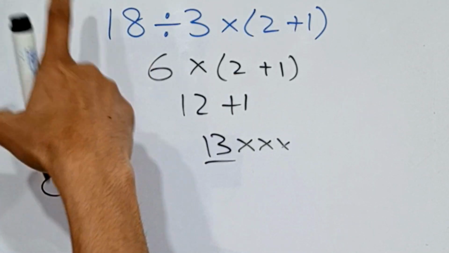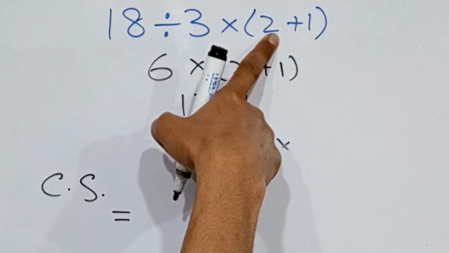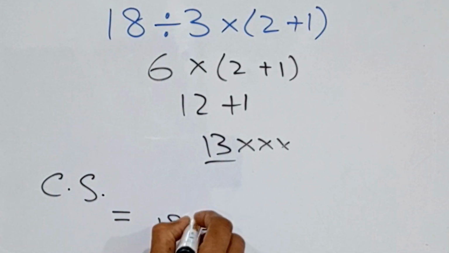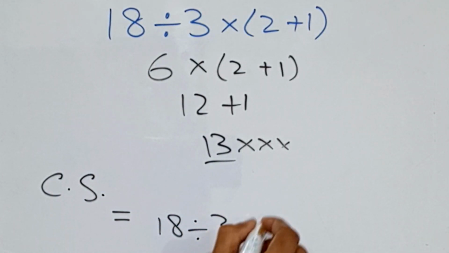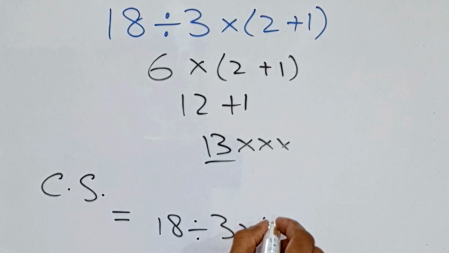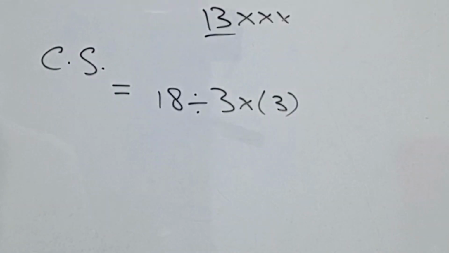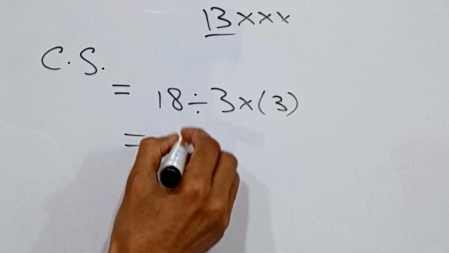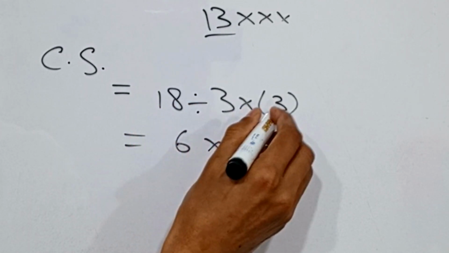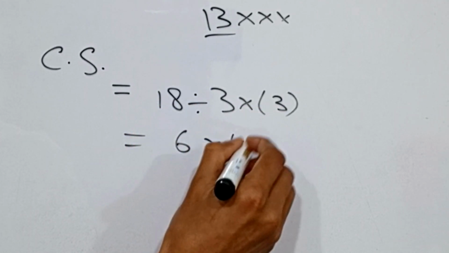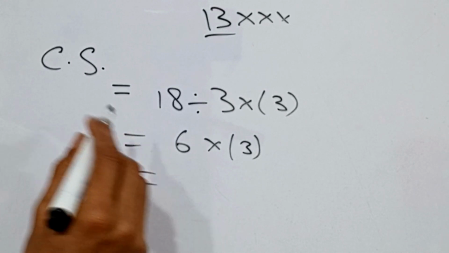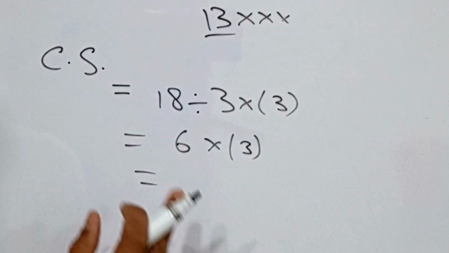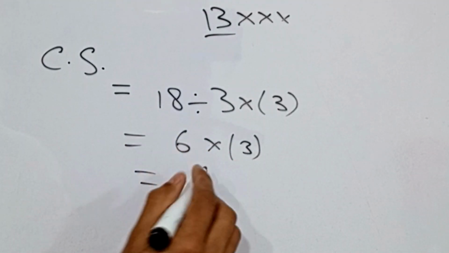So step 1, parentheses first, 2 plus 1, right? So 18 divided by 3 times (2 plus 1) equals 3, right? Now 18 divided by 3 equals 6, times 3. Now multiplication, and we go from left to right, so now 6 times 3 equals 18.